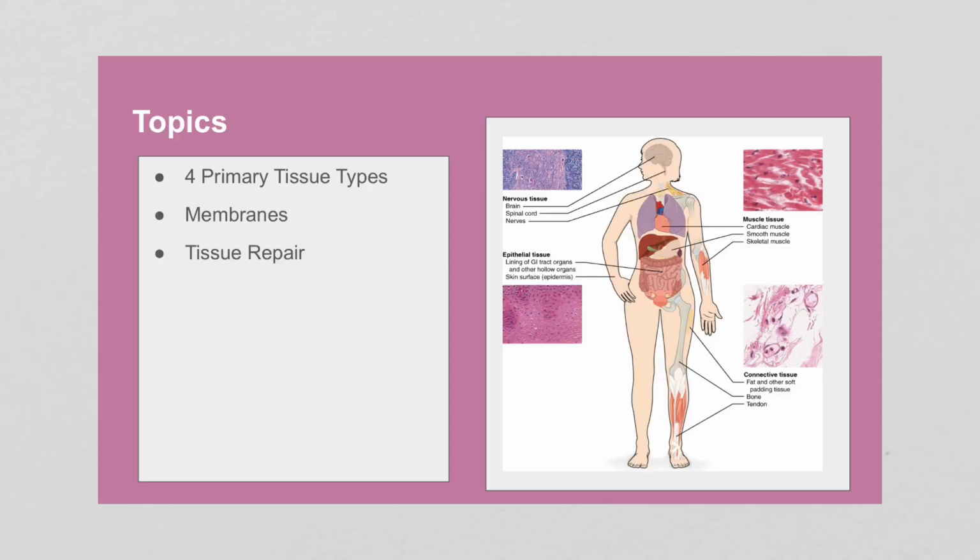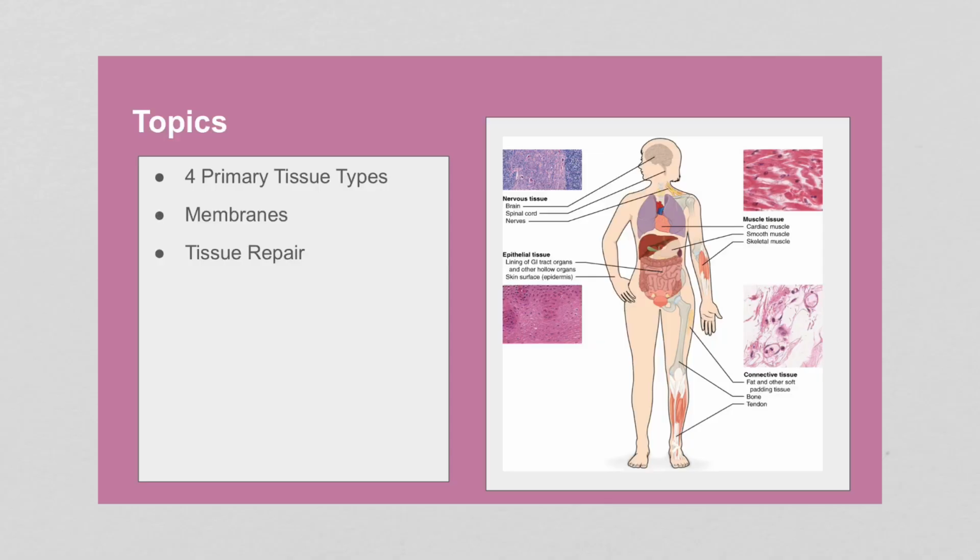Polarity is one, so epithelium, because it's covering, it's going to have a free surface, and then it's going to have a surface that's attached to the tissue below. The cells in epithelial tissue are really tightly packed, and they're connected to each other with various cellular connections like tight junctions and desmosomes. All epithelial tissue is supported by a non-living basement membrane.